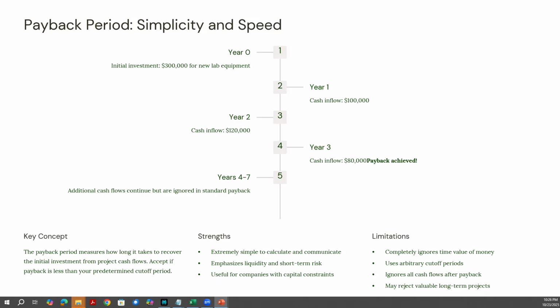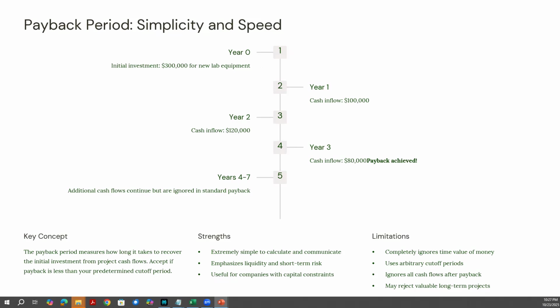The big advantage of the payback method is it's very simple to explain. The concept is straightforward. What we do is we look at the investment and then figure out how many years, without consideration for present value, right? Without consideration for time value of money. How soon do we recover our money back?